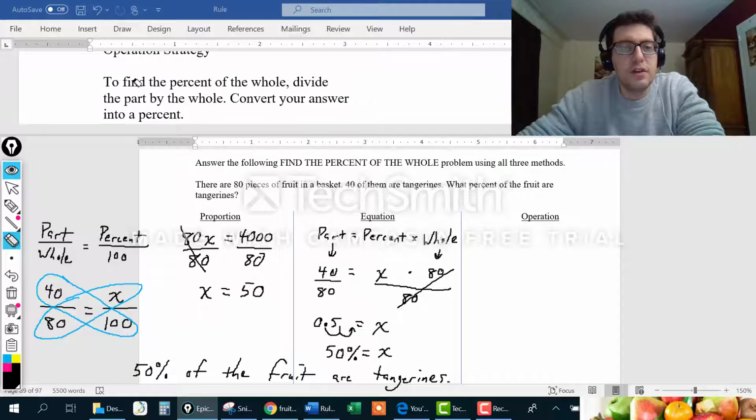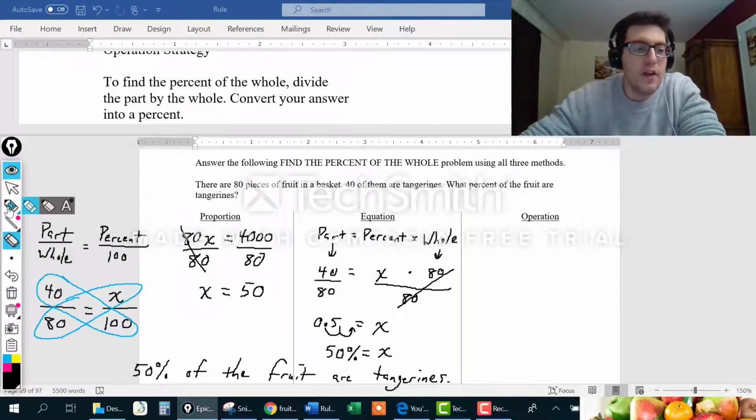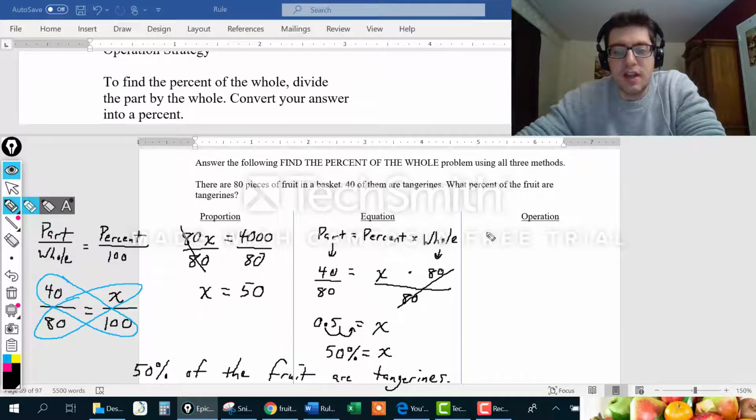To find the percent of the whole, just divide the part by the whole and then convert your answer into a percent, which really is exactly the same thing that we did over here when we used the equation strategy. In the end, to find X, what we really needed to do was to take the part, which was 40, and divide it by the whole, which was 80. So the operation strategy is exactly that. We're going to take the part, which in this problem is 40, and divide it by the number for the whole, meaning the whole amount of fruit that was in that basket, which was 80.